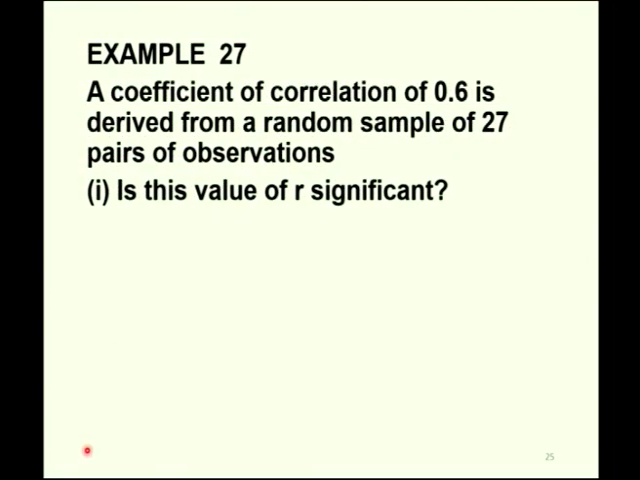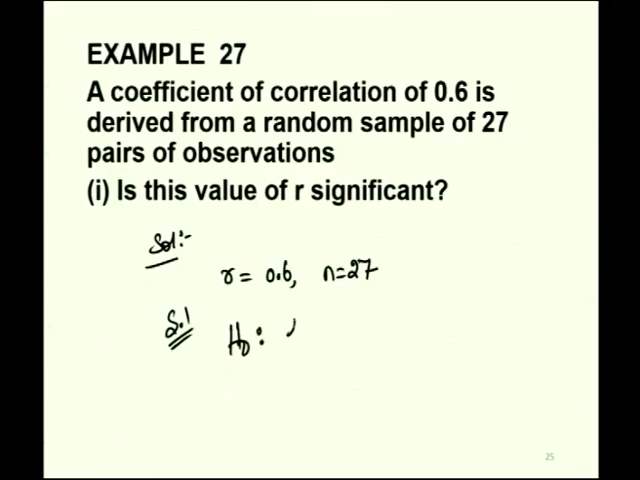A coefficient of correlation of 0.6 is derived from a random sample of 27 pairs of observations. Is this value of R significant? So, what is the sample correlation coefficient value given? R is equal to 0.6 and n is equal to 27. How to identify? n is equal to 27 says that it is a small sample. Therefore, a t-test for correlation coefficient has to be used.